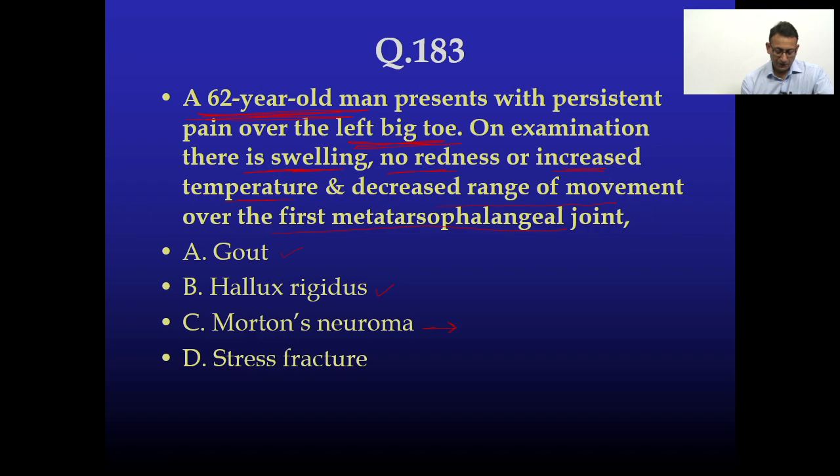Morton's neuroma will not lead to pain over the great toe. It will lead to second or third toe pain. How? I will show you later on. Stress fracture, again, happens usually in the second metatarsal, so it will not lead to pain in the metatarsophalangeal joint, where they have seen he has got restriction of the movements, okay. So our answer has to be either this or this, but because there is no increase in temperature or redness, our answer should be B, hallux rigidus.